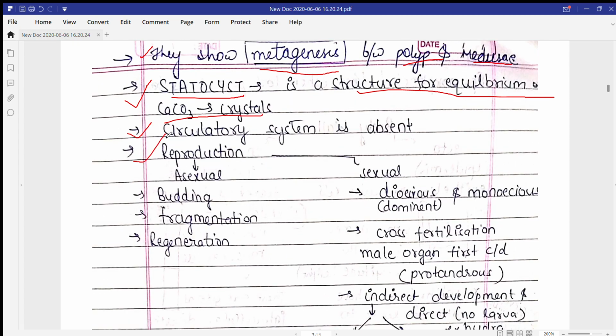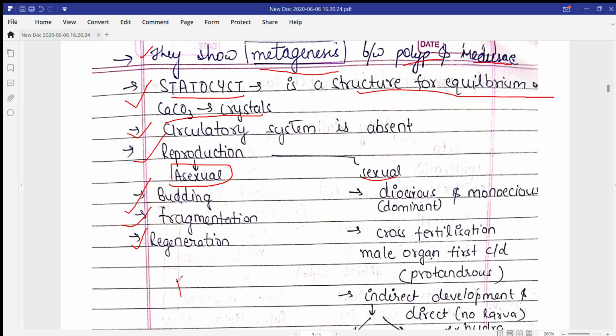Next is reproduction. Reproduction can occur in two ways: asexual and sexual. Asexual means no germ cells are involved, meaning no sperm or ova, and it occurs through budding. Budding is when you cut a small bud from the organism, and this bud gives rise to the whole organism. Fragmentation means when you cut something into a number of fragments and these fragments develop. Regeneration means they have the ability to regenerate something that has been lost.